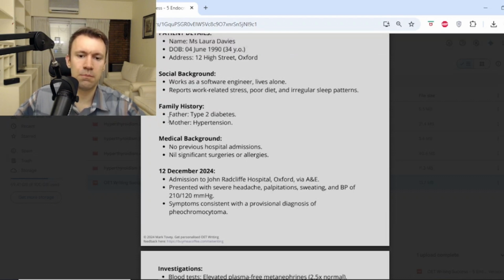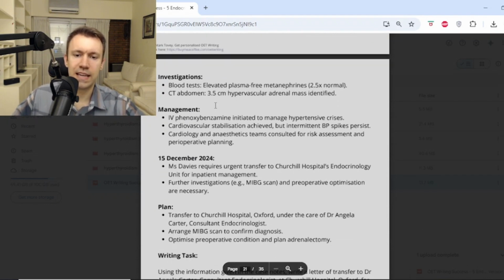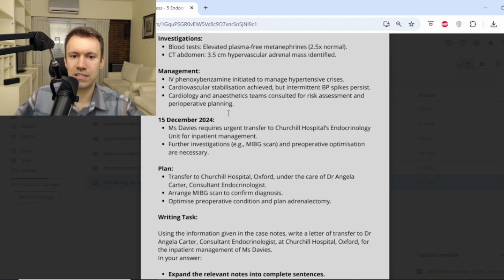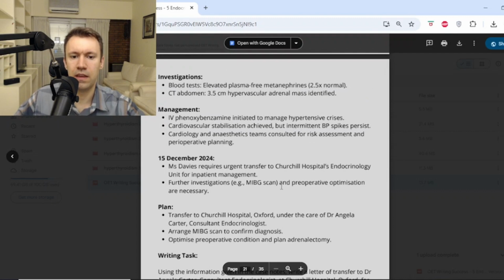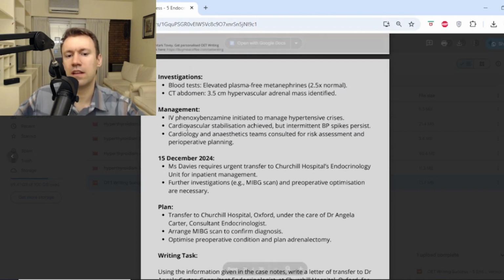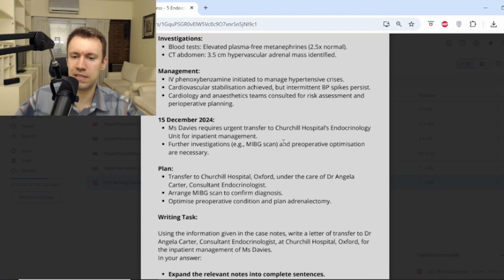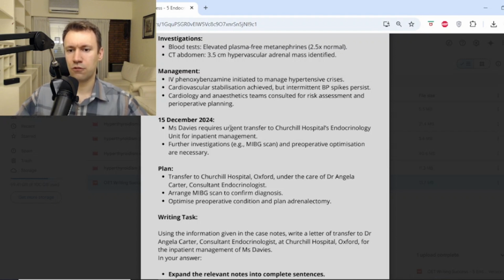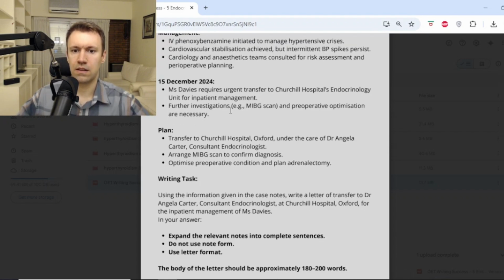In terms of family history, her mother has hypertension and her father type 2 diabetes. The investigations that have been carried out show elevated plasma-free metanephrines, which are 2.5 times the normal range, and a CT abdominal scan showed a 3.5 centimeter hypervascular adrenal mass. The management which we've initiated includes IV phenoxybenzamine, which is to manage her hypertensive crises. We've achieved cardiovascular stabilization, but the hypertensive crises persist, and cardiology and anesthetics teams have been consulted for risk assessment and perioperative planning.